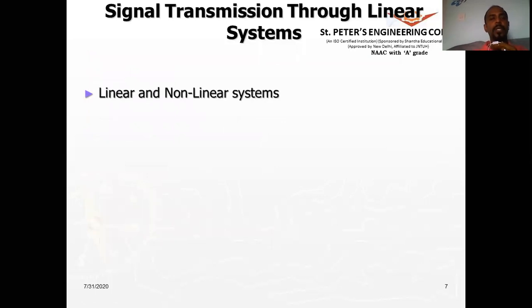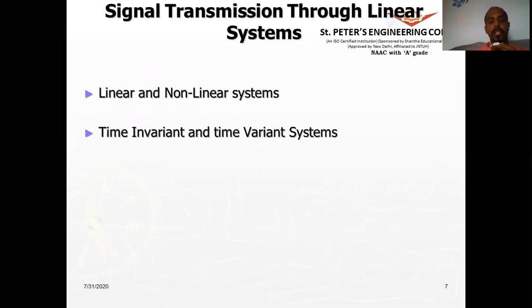So in the previous session, we had seen what are linear and nonlinear systems. In this session, we have seen what are time invariant and time variant systems. In the next session, we will look into what are stable and unstable systems. And after that, we will take up signal transmission through linear systems. So these are some basic points we have to understand when we are dealing with a system. When do we say a system is stable? When do we say a system is linear?